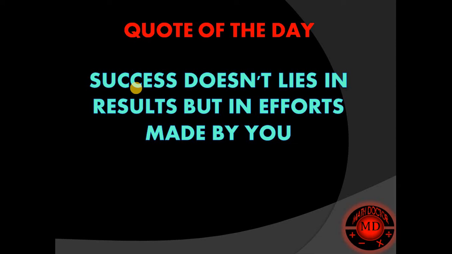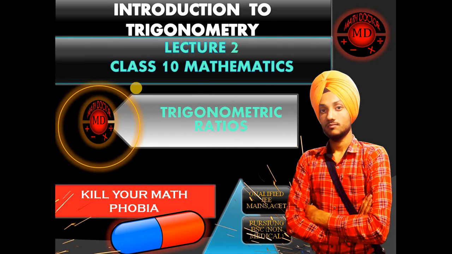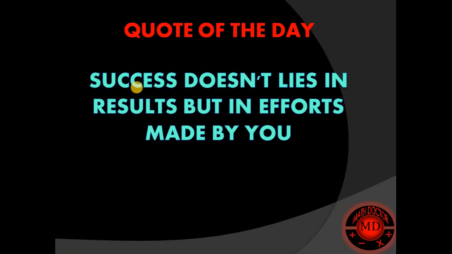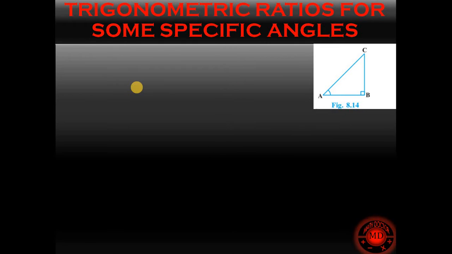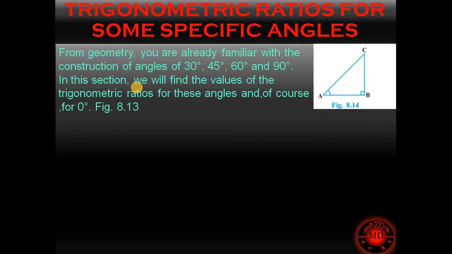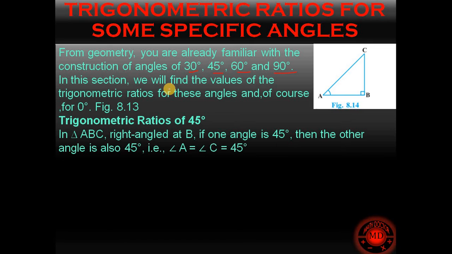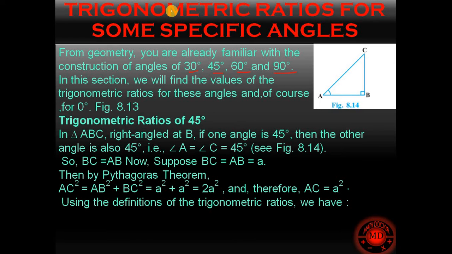In this particular lecture, lecture number 2 of trigonometric ratios, which is a very important chapter in order to proceed with the next chapter. We're going to look at trigonometric ratios for some specific angles. We're confining ourselves to only 30 degrees, 45 degrees, 60 degrees and 90 degrees. So we will find the values of these trigonometric ratios.